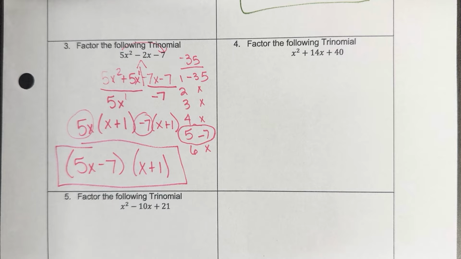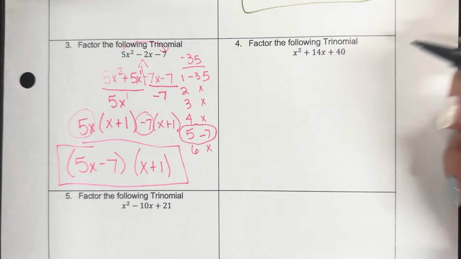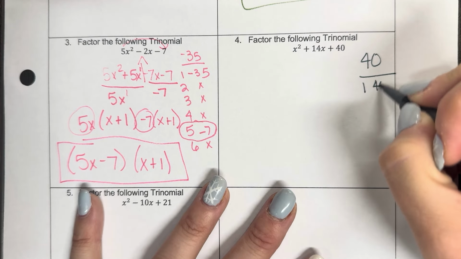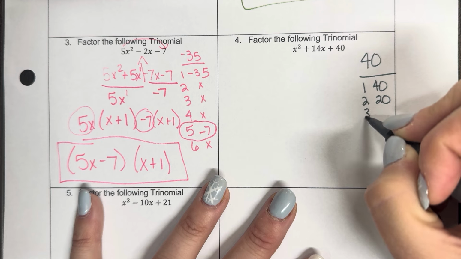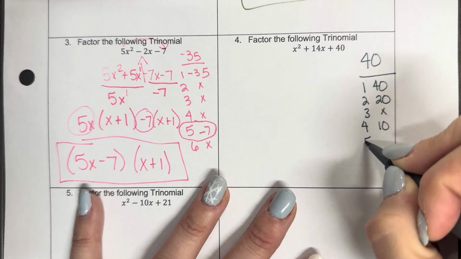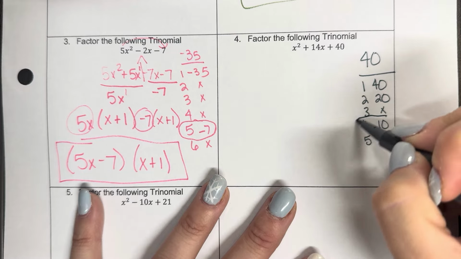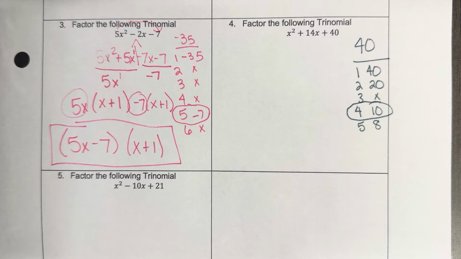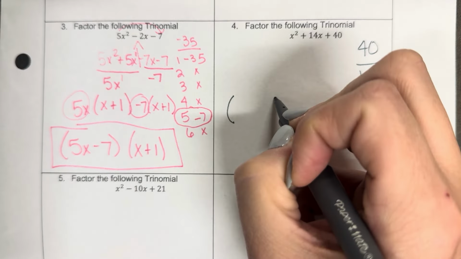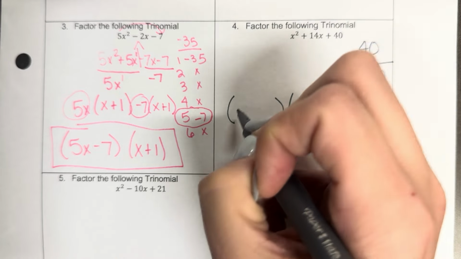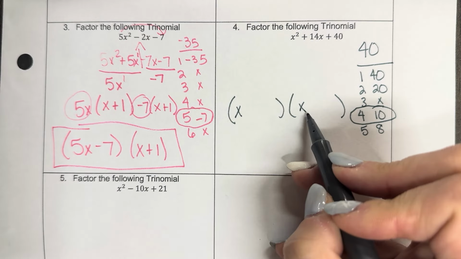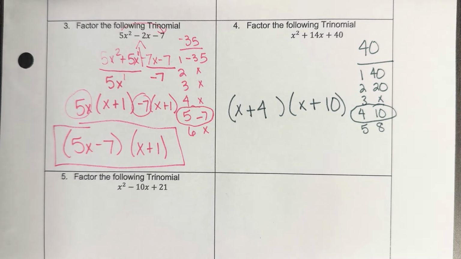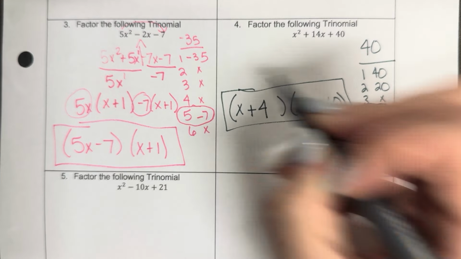Number 4 is also a trinomial, but in this trinomial A is 1. So 1 times 40 is 40. So I'm going to make my list. 1 and 40, 2 and 20, 3 and nothing. Everything is positive here, so there's no tricky options. 4 plus 10 is 14. Because A is 1, we can use our shortcut, which means we can go straight to 2 binomials, where whatever our variable is the first piece. So that's an x and that's an x. And then I'm going to use a positive 4 and a positive 10. That will be my answer.